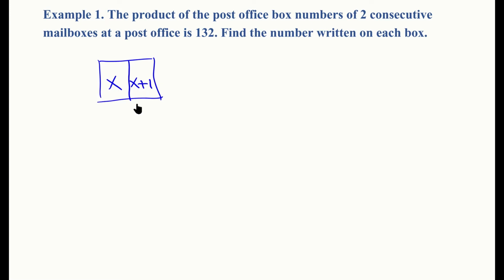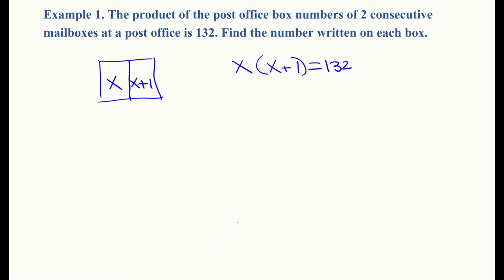All right. Now, by product, of course, notice this is when we're doing a diagram, we're trying to understand what's going on here, right? Now they tell us the product of these two, the numbers on these two boxes, is 132. So that should be a pretty simple translation for us. x times x plus 1 equals 132.